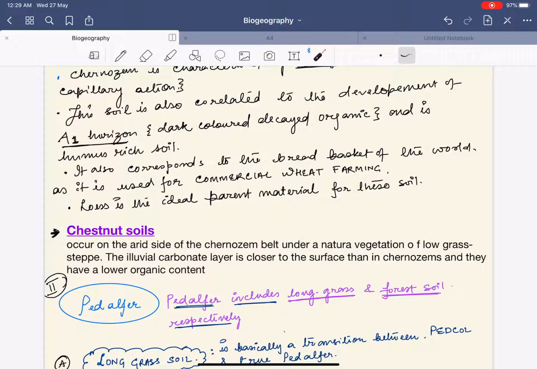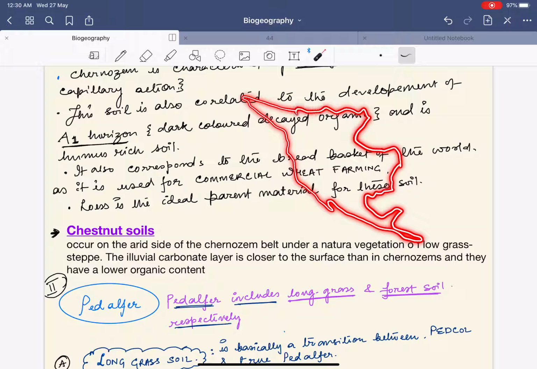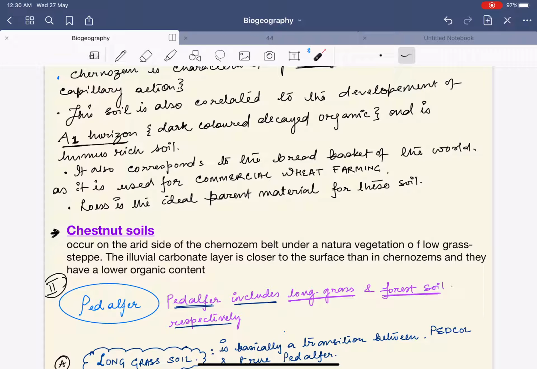Let us first look at the location where the Chernozem is located. Now, I'm drawing the figure of your North America, and this is the location of your Chernozem soils. These Chernozem soils are also called your steppe soil, and this region, that is Canada and the USA, is used for the growth of wheat, hence it is used for commercial wheat farming.